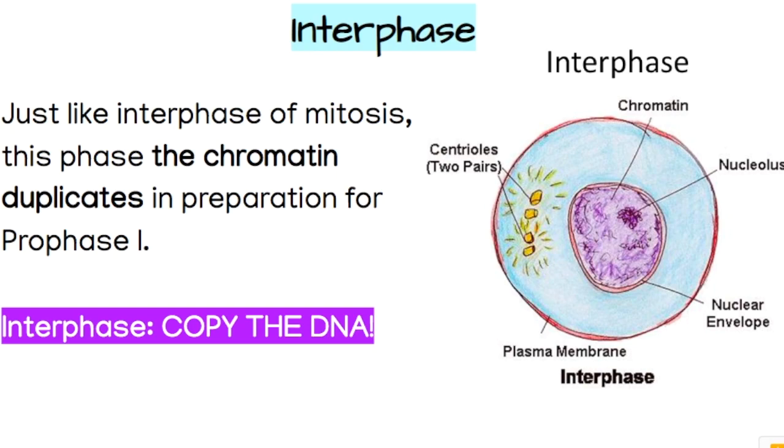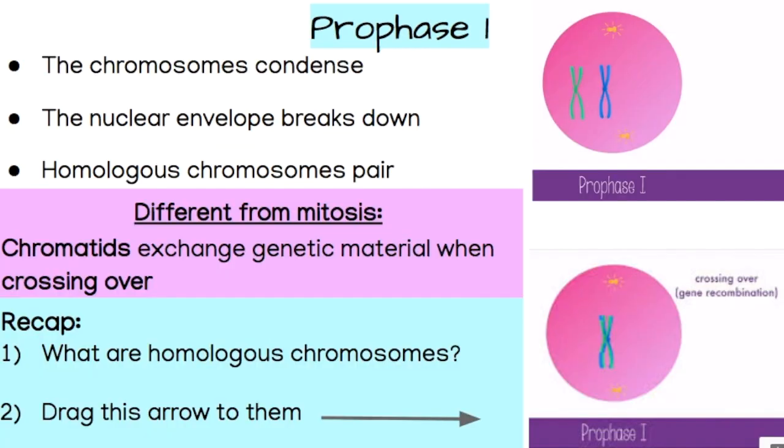Back to the phases. Interphase. Now, there's only one interphase for meiosis, which we will explore soon. But just like interphase of mitosis, this is where we duplicate the chromatin, so we copy the DNA to prepare for Prophase I. Here's a nice diagram that someone drew that I found on Google with everything labeled. In here, our nucleolus is inside the nucleus. We have our chromatin, we have our centrioles getting ready. Our nuclear envelope is the membrane around the nucleus, and our membrane around the outside. So, interphase, just like mitosis, in meiosis, we're going to copy the DNA. That's the most important thing.